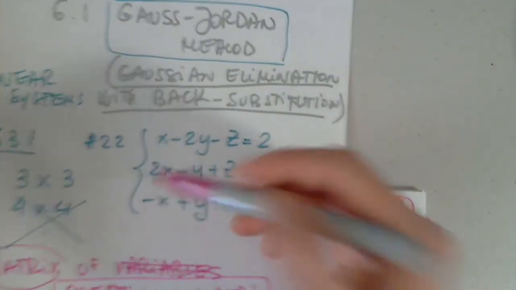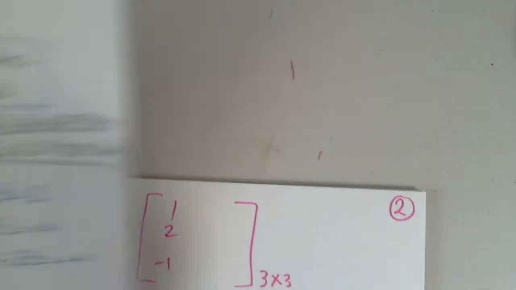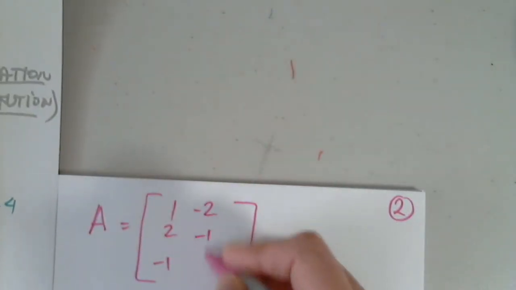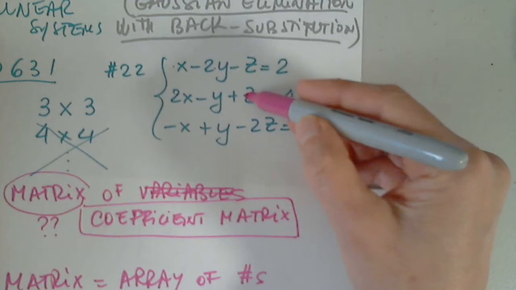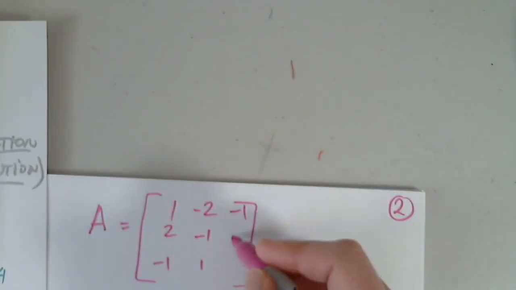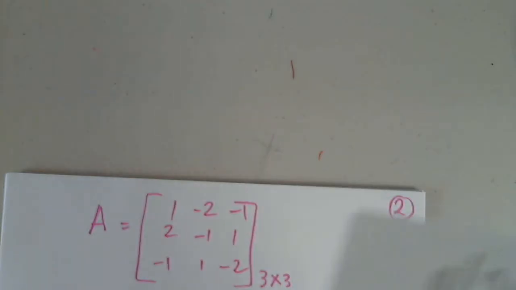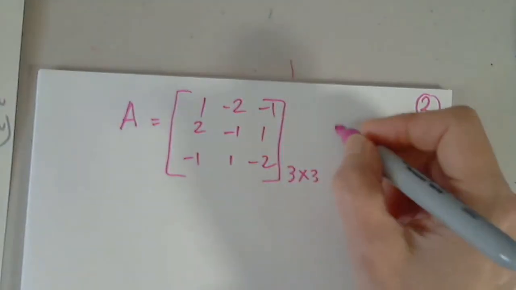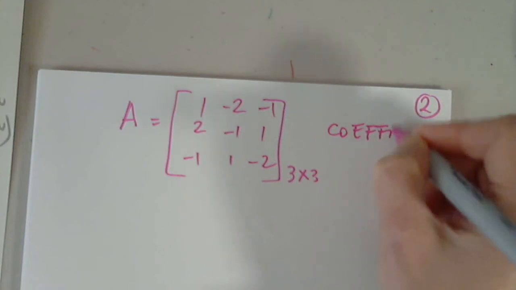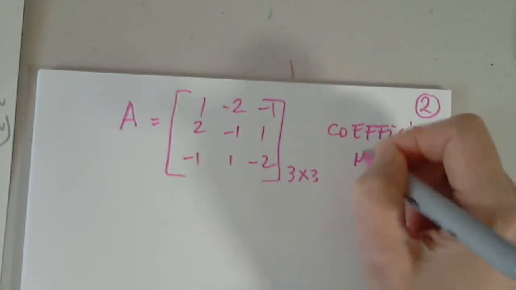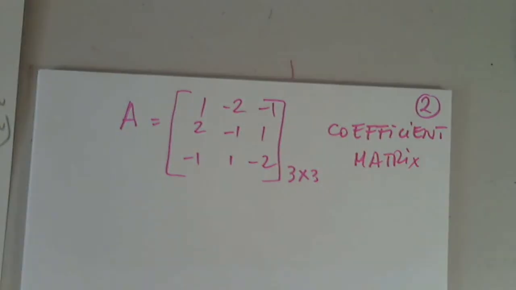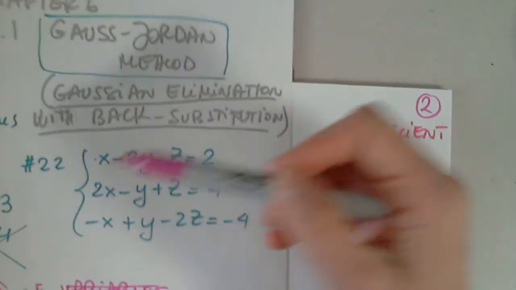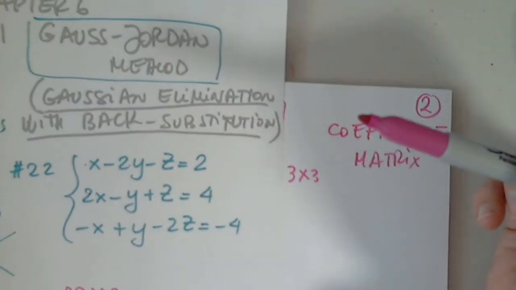1, 2, negative 1. Negative 2, negative 1, 1. Negative 1, 1, negative 2. So this is the coefficient matrix. It belongs to the system, and it only has the coefficients of each variable.